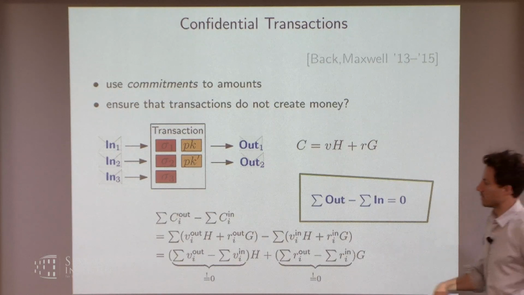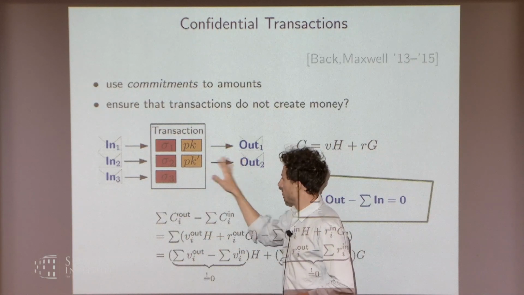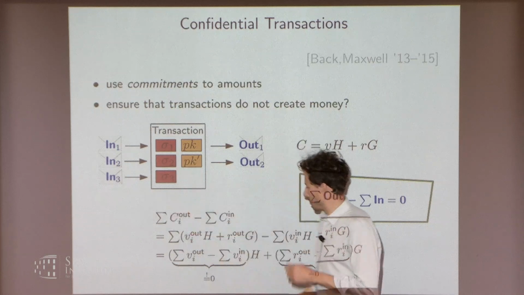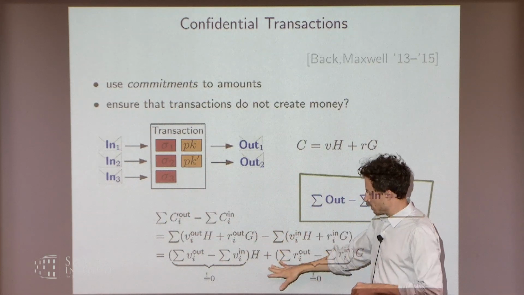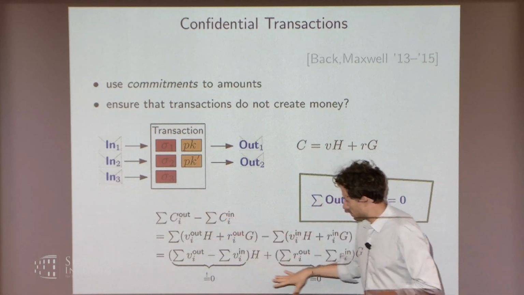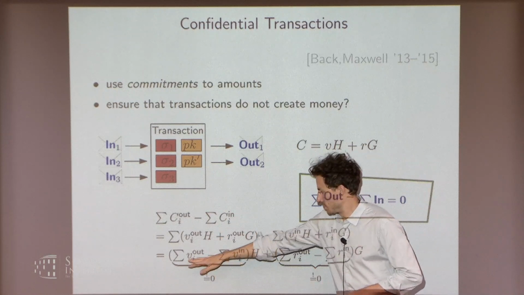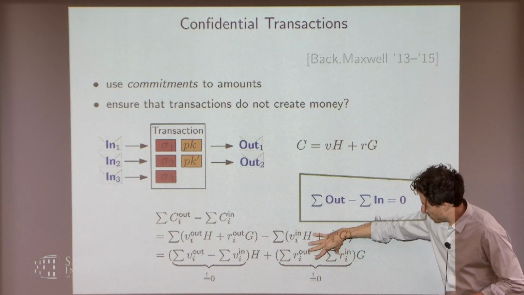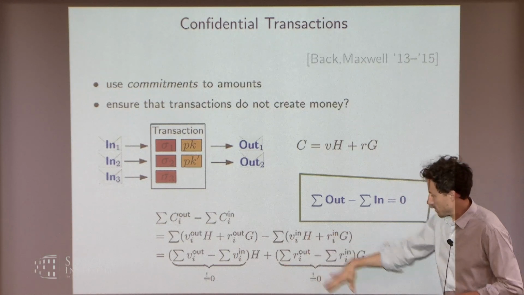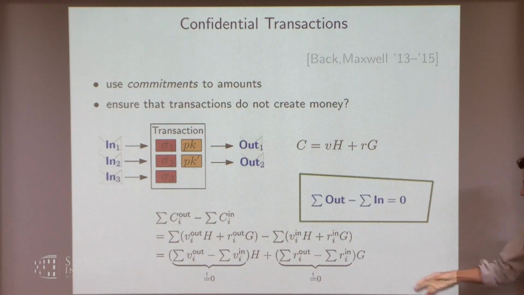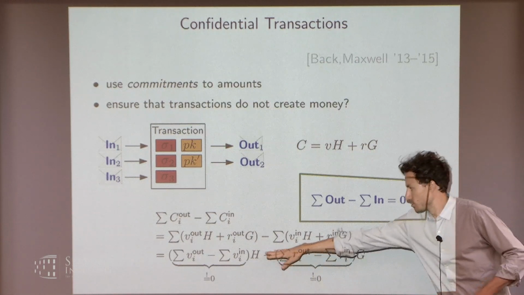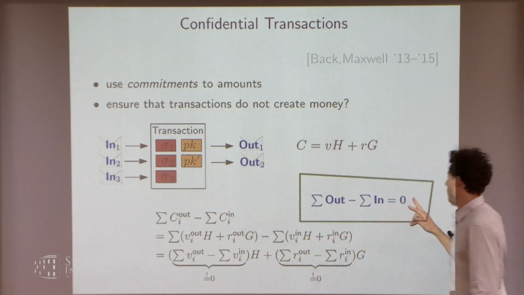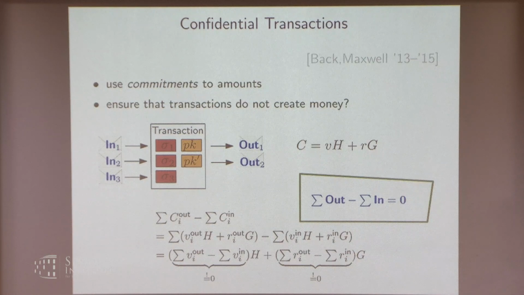So if you look at the sum of the output commitments minus the sum of the input commitments, you can rearrange terms. Basically you get a commitment to the difference of the sums of the values, with the randomness being the difference of the sums of the randomness. If you choose the randomness correctly, then this sum will be the zero element of your group. This is what confidential transactions does.